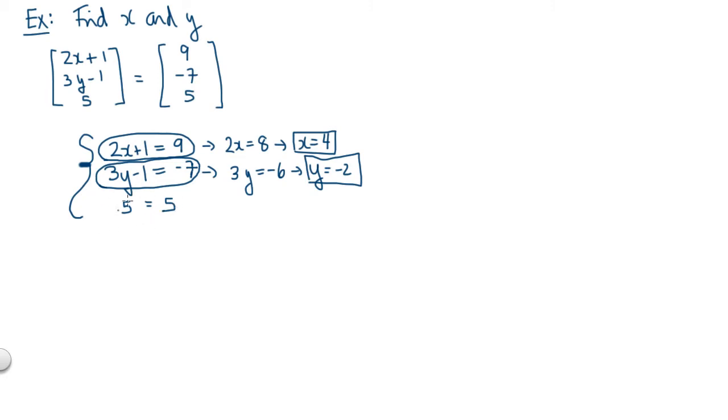The bottom row, 5 equals 5, that gives us no information. So that part is irrelevant to the problem. Just the top two equations allow us to solve for x and y. So x is equal to 4, y is equal to negative 2, and that would be our answer there.